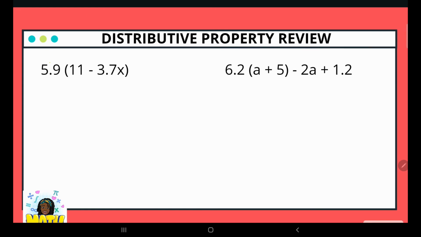So here we're going to apply the distributive property just like we did in our previous examples. And I will show you once again how to multiply decimals, but I'm not going to spend a lot of time on that because we have had that conversation in the past in previous videos. Okay, so let's go ahead and apply the distributive property. So 5.9 times 11, we'll write that as 5.9 times 11 minus 5.9 times 3.7x. Okay. So now we're going to actually go ahead and multiply. So if you need to see what this looks like, I'll do the 5.9 times 11, and I'll do that right here.